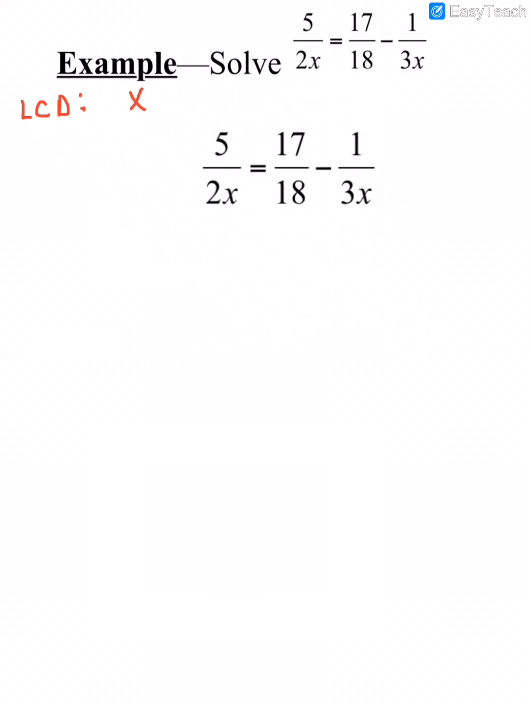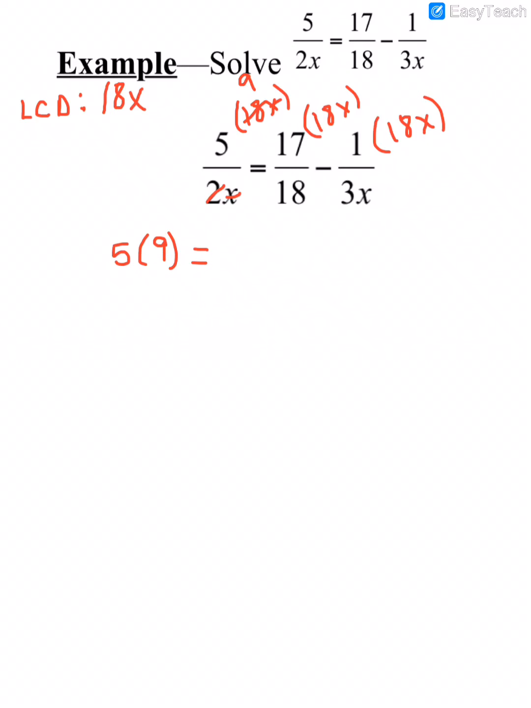Okay, so the biggest number is 18. Will 3 and 2 divide evenly into 18? Yes. So 18x is going to be my least common denominator. All right, so that's what I need to multiply every term by, 18x. And like I said, we need to reduce before we multiply. So if I reduce the 2x and the 18x, well, the x's cancel, and 2 will go into 18 9 times. So the only thing that's left is that 9, and I'm going to multiply it times 5. So 5 times 9.